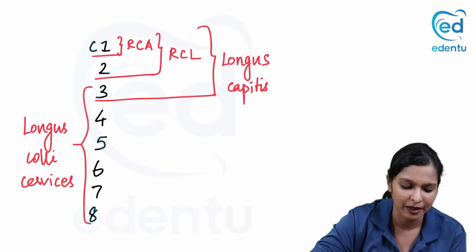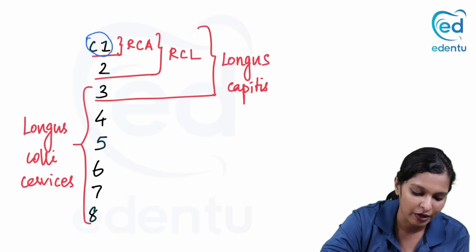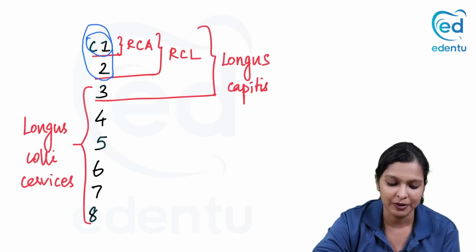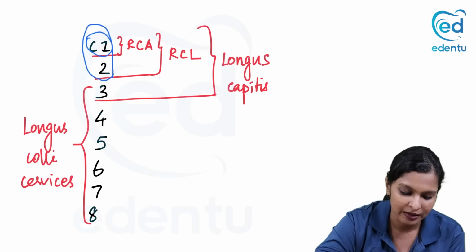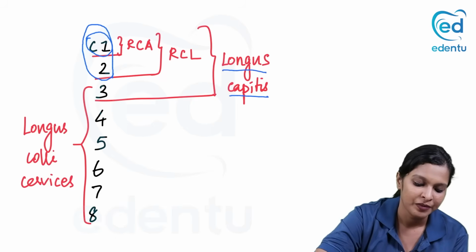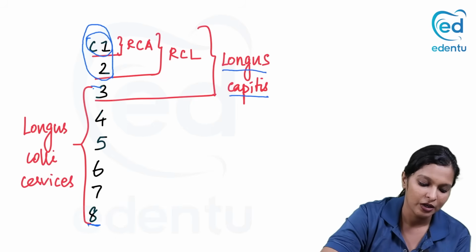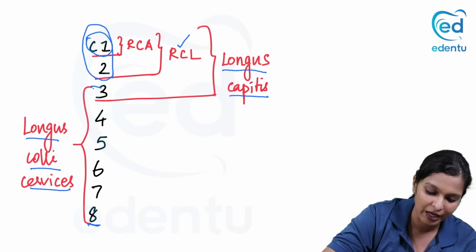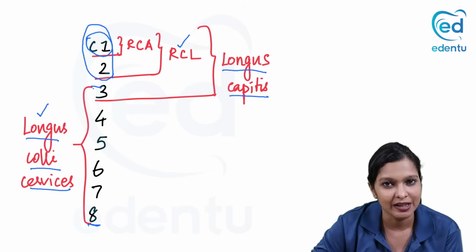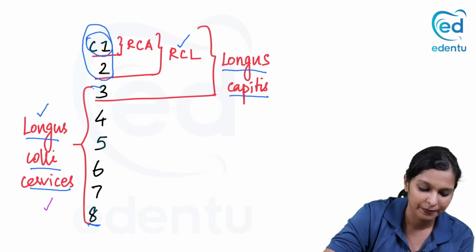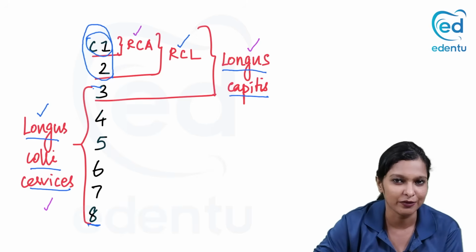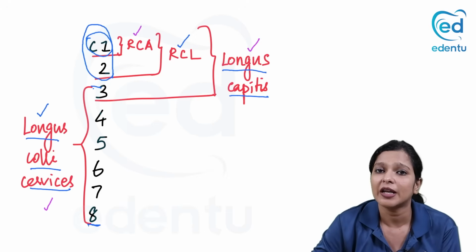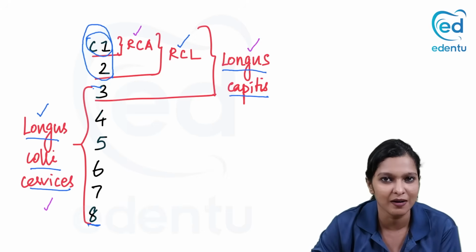Just to remember the nerve supply: C1 alone for rectus capitis anterior, C1 and C2 for rectus capitis lateralis, C1, 2 and 3 for longus capitis, C3 to C8 for longus colli cervicis. So among these muscles, this one and this one cause lateral flexion, and all these 3 muscles cause flexion of the neck. So this is about the prevertebral muscles. Next we will be seeing about the paravertebral muscles.